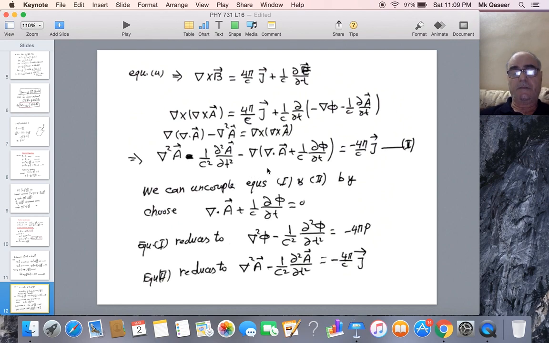Now we replace the four equations by two equations in terms of the scalar potential phi and the vector potential A. So you have these two. If we choose now divergence A plus 1 over c ∂phi/∂t equal to 0, we get two uncoupled equations.